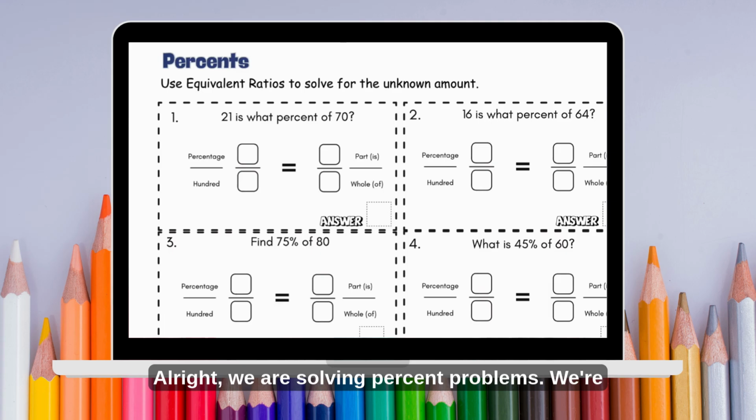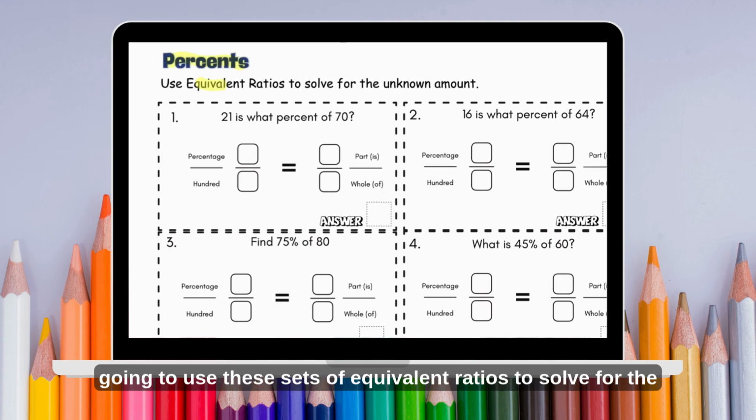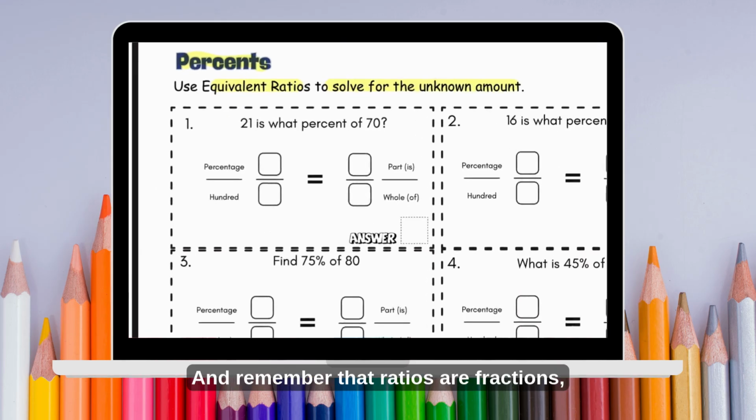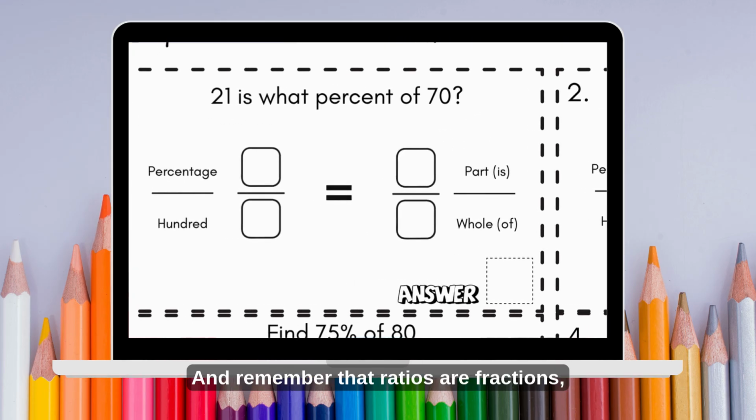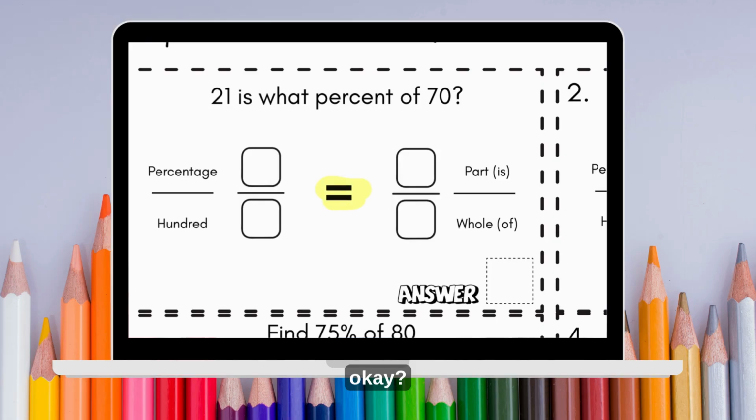All right, we are solving percent problems. We're going to use these sets of equivalent ratios to solve for the unknown amount. And remember that ratios are fractions, right? A ratio is a comparison between two amounts, and a fraction is a part to whole comparison, and then a percentage is a comparison of part to a whole amount that's 100. So they're all fractions, okay? And we're looking at two equivalent fractions here.